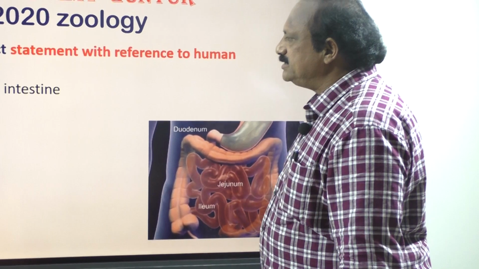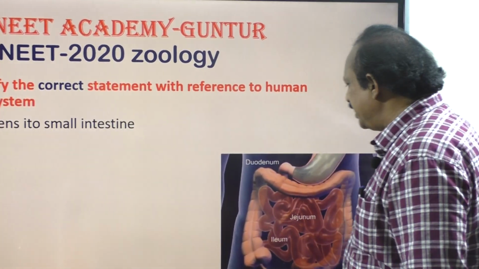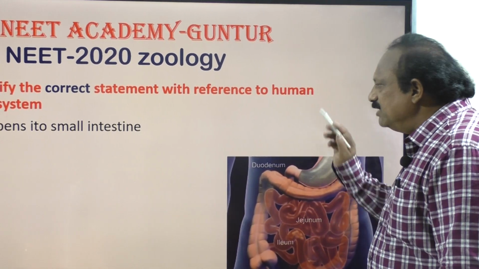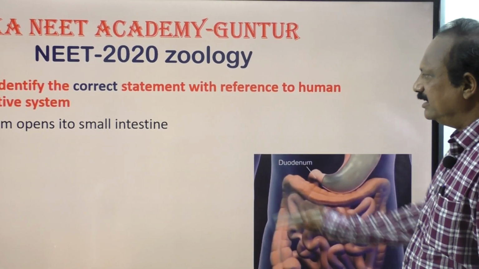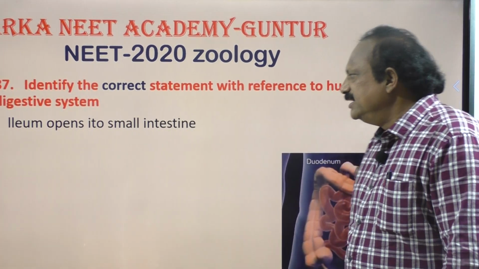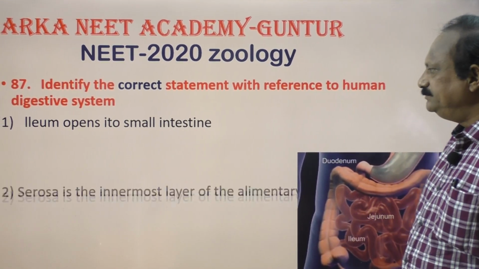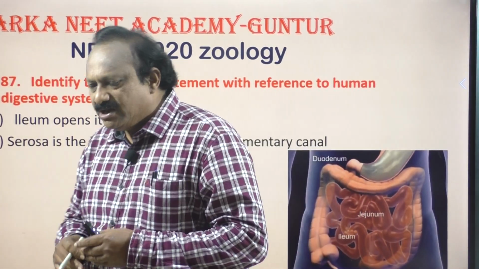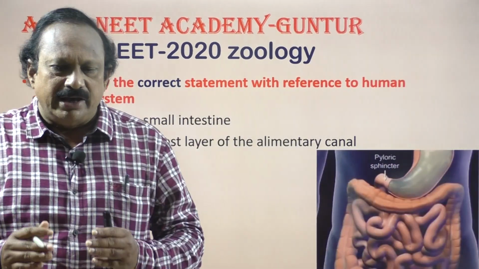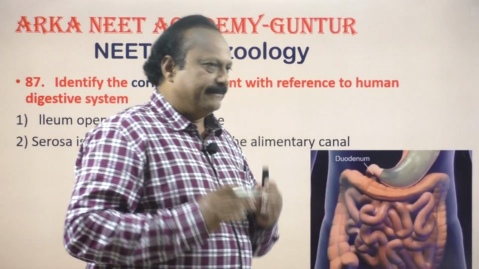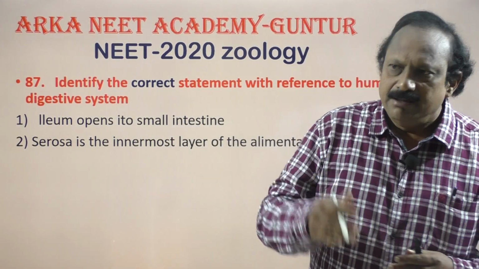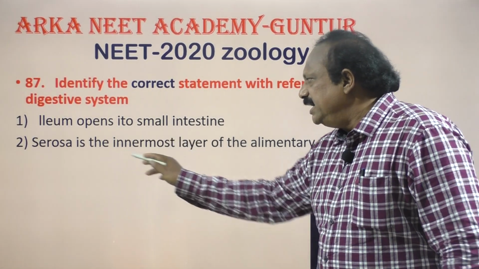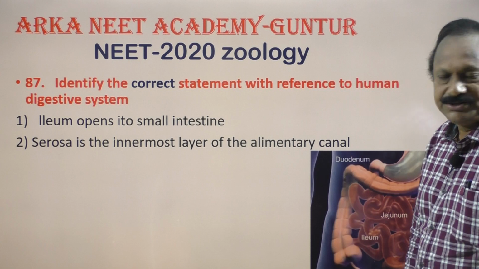Now look at this point. Ileum opens into small intestine. That's not correct. Ileum is a part of the small intestine. Ileum opens into the large intestine. So small intestine is not the correct word. Serosa is the innermost layer of the alimentary canal. This is wrong. Serosa is the outermost layer. Outermost layer, serosa, muscularis, submucosa and mucosa. Therefore, innermost is the wrong word in this sentence.